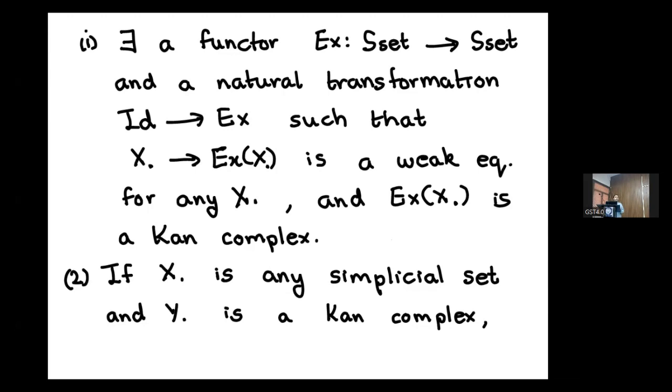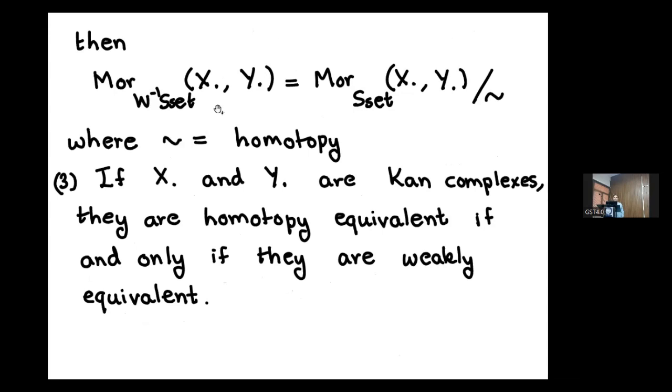Now, what was the point of this? Just like in topological spaces, we could replace every topological space by a weakly equivalent CW complex, and this helped us compute morphisms in the localization. Similarly here, if X is any simplicial set and Y is a Kan complex, then the morphisms from X to Y in the localization are represented by morphisms in the category of simplicial sets going from X to Y, modulo homotopy.